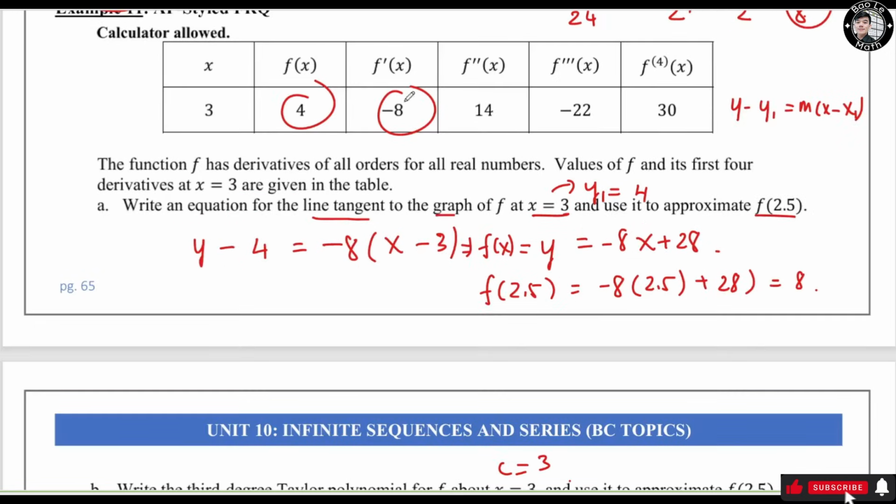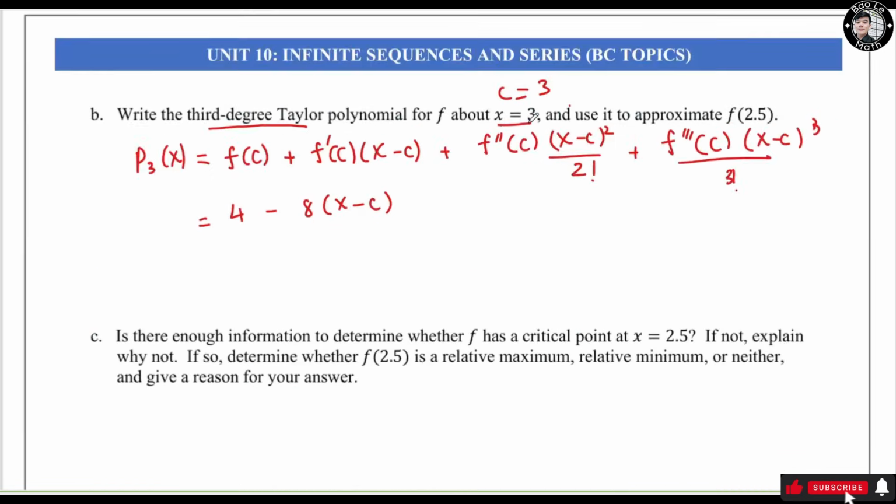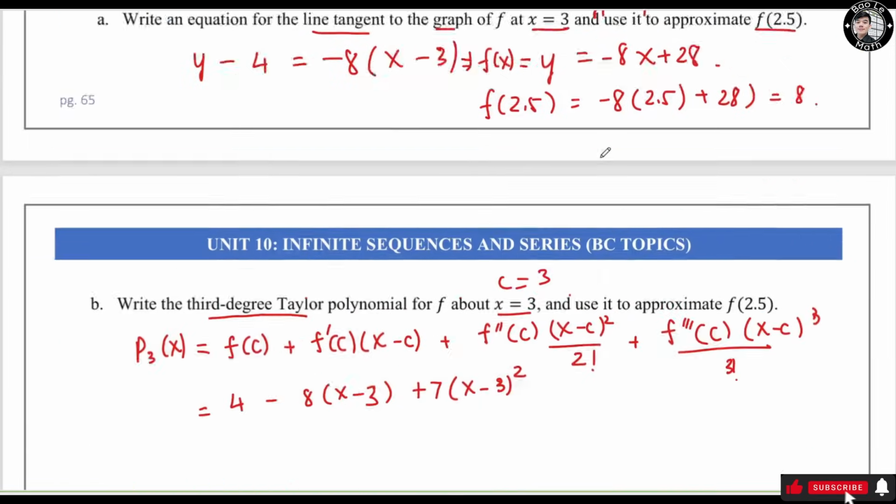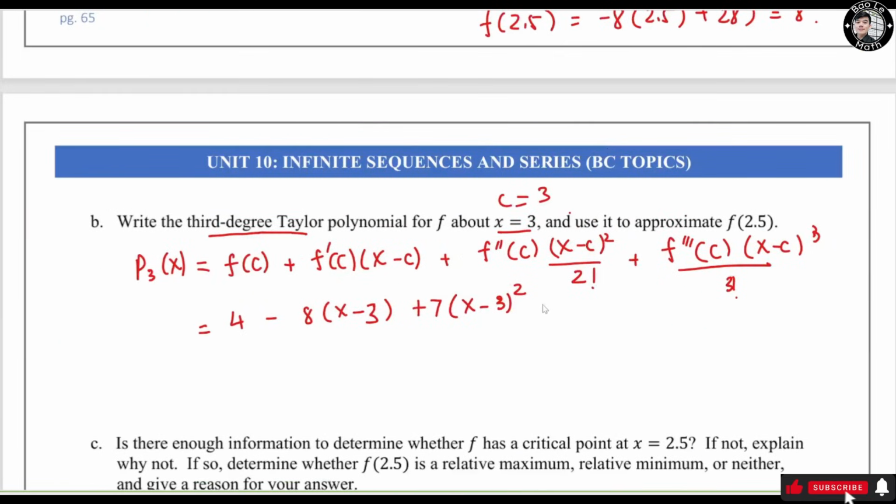f double prime of c is going to be 14 right here. Plus 14 divided by 2 is going to be 7. So plus 7 times s minus c, which means s minus 3 squared, right? So right here I just write 3, right? Now f triple prime of c is going to be negative 22, right? So minus negative 22, and this is 6. Divide the top and bottom by 2. So negative 11 over 3, right? Times s minus 3 cubed, right?